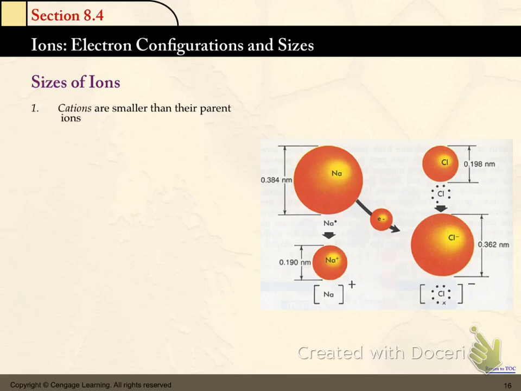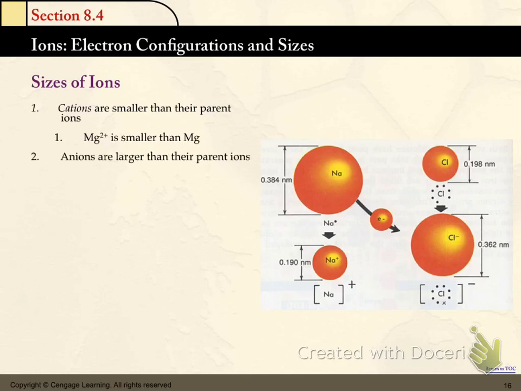First of all, cations, so your positive ions, are smaller than their parent ion. I think that should make pretty good sense. Mg2+ is smaller than Mg. And the reason there, I mean, you're losing 2 electrons. You're giving them away. So I think it's pretty obvious why that occurs.